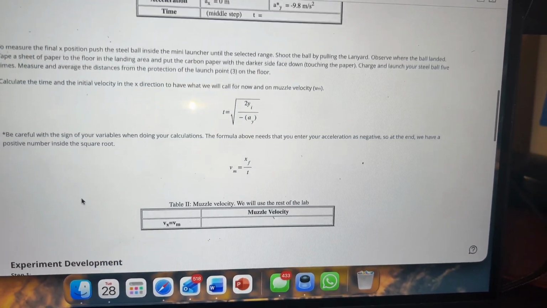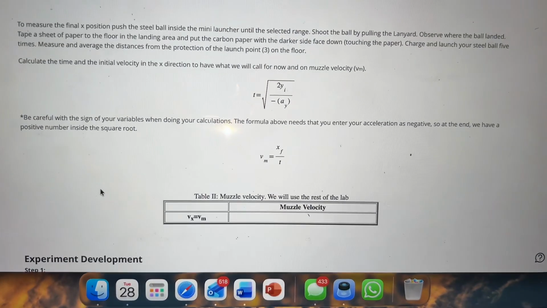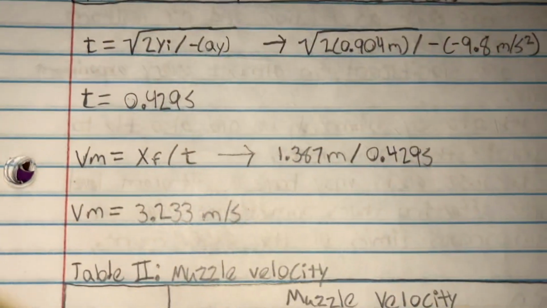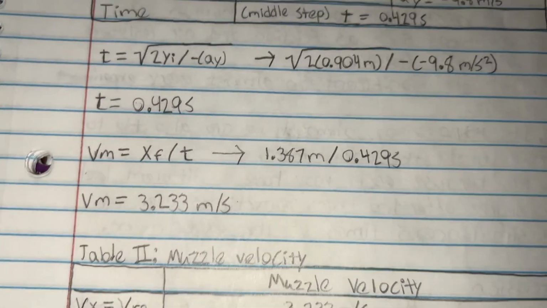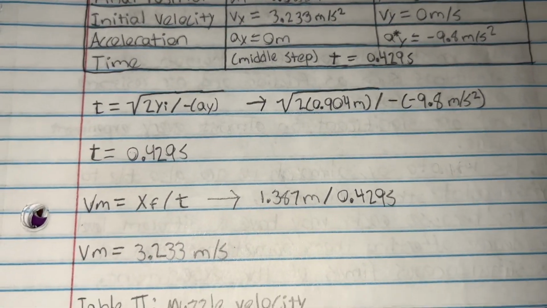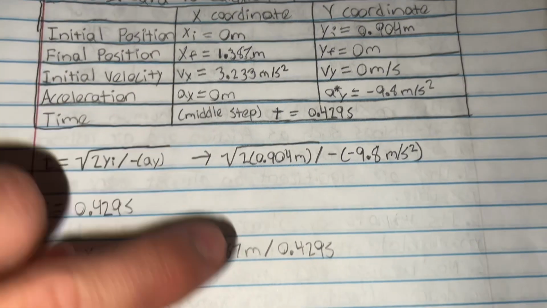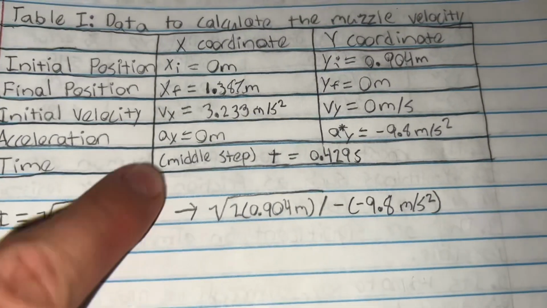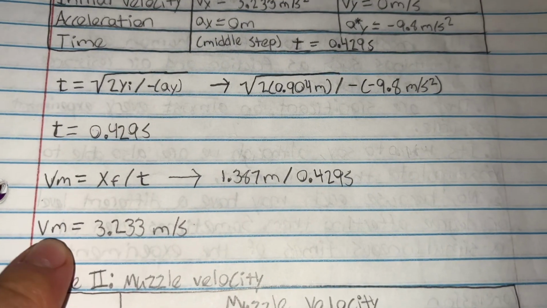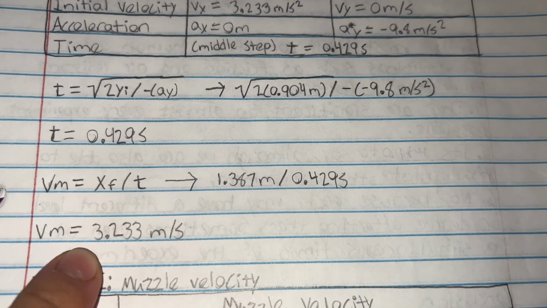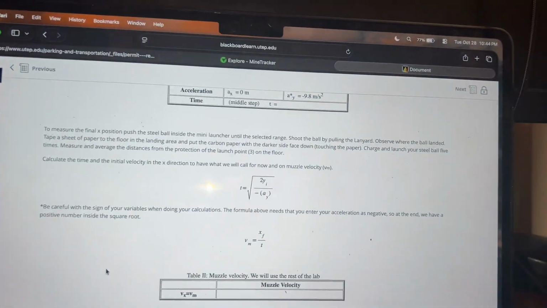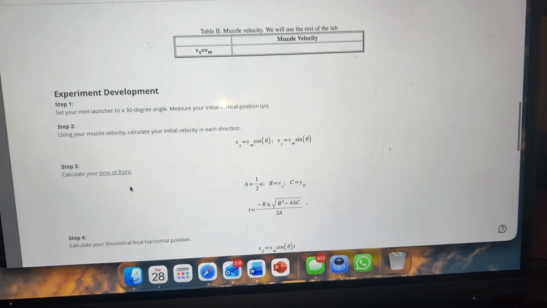And with that value, we went ahead and used this second equation, which is going to give us our muzzle velocity. So here, I went ahead and wrote it down for us. It's going to be x final over time. And then that would just be this value right here, which we put into here and ended up giving us our VM, which is also our Vx as well. So Vx would be 3.233 meters per second. And so then afterwards, we went ahead and started to do our experiment.